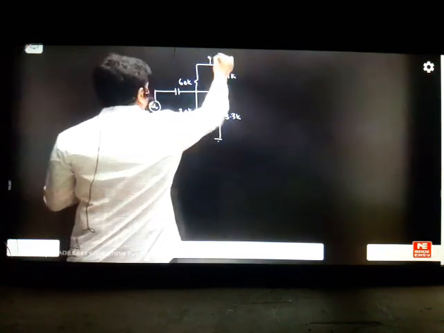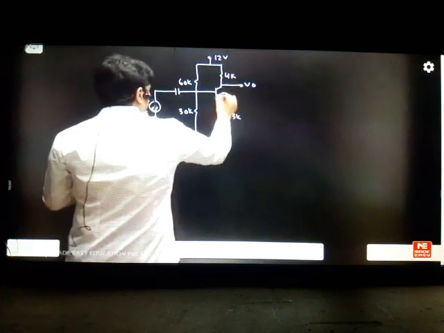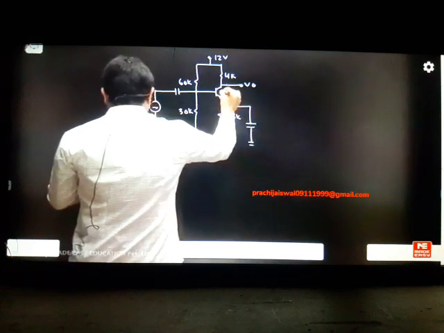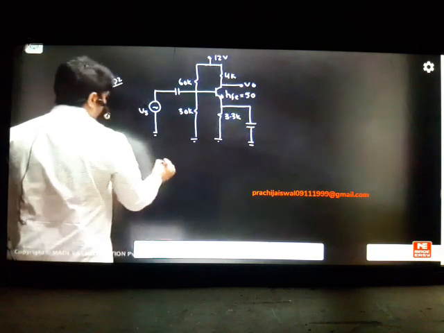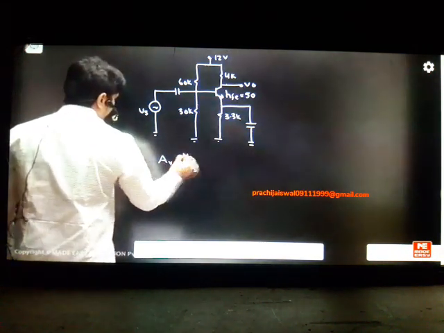The battery here is 12 volts and you are taking the output V naught with the capacitor here, and HFE is 50 given. So this is the question here. It is asking you voltage gain, AV is equal to V naught by Vs.